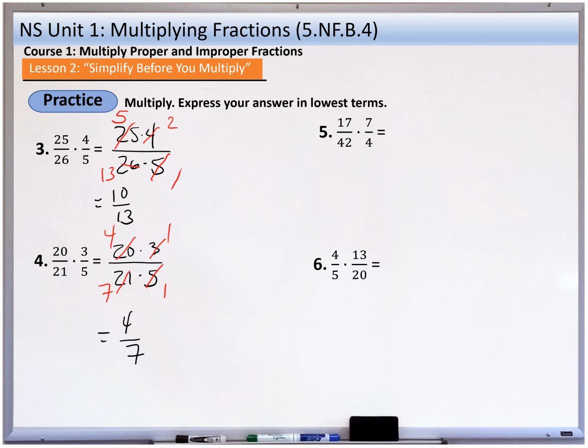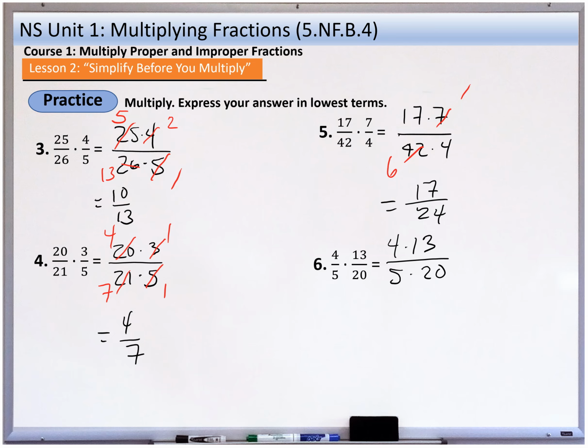I think these are our last two problems. 17 times 7, 42 times 4. I can simplify the 7 and the 42, but not the 4 and the 17. I'll take what I can get. 17 times 1, 6 times 4 is 24. Next one.